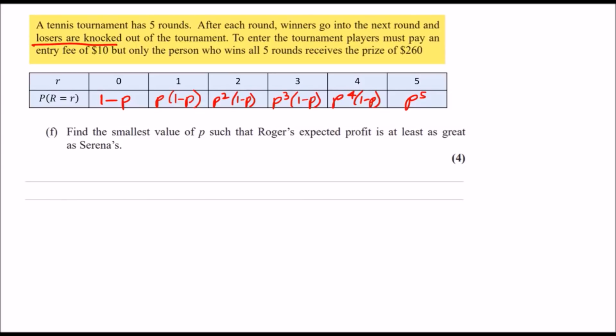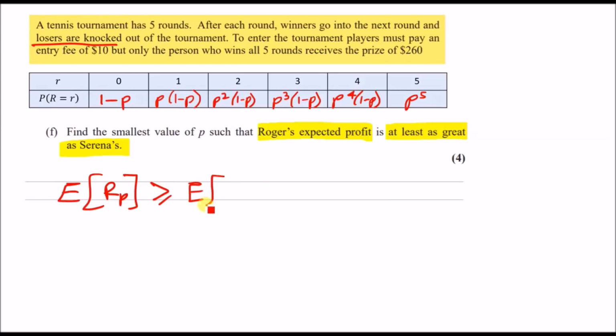Okay, F. Find the smallest value p such that Roger's expected profit is at least as great as Serena's. So mathematically, this is saying that the expected profit of Roger, so let's say RP, is greater than or equal to the expected value from Serena's profit. Well, we already know Serena's profit because that was the one we got in dollars in part C. This was about, what was it, $7.69. So essentially we need to work out the expected value RP and then somehow deal with this inequality.